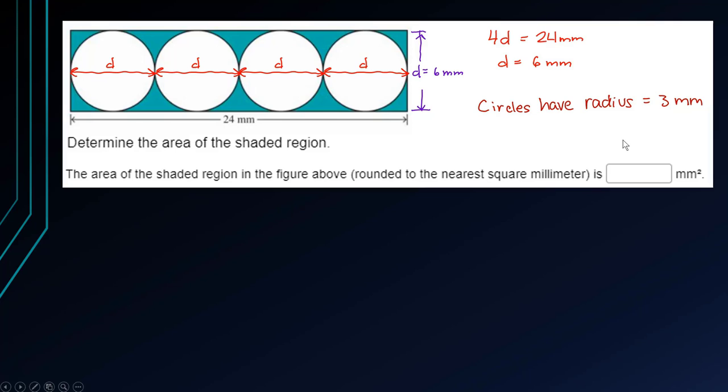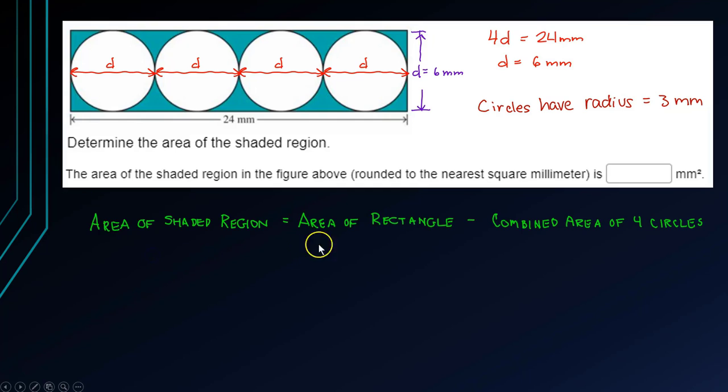This gives me the background information I need to come up with the area of the shaded region, because the area of this shaded region is going to be the area of this rectangle I have here minus the combined area of the 4 circles. So it's like me saying I'm going to find this area here, and I'm going to take away the area of these 4 circles, and that's what I'm going to have as the shaded region.